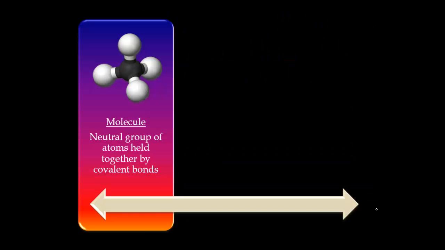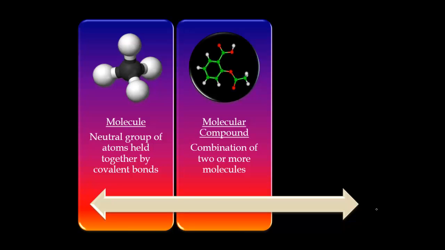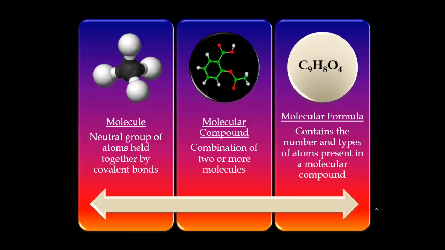So when we just make those covalent bonds, we are going to form molecules. Molecules are just a neutral group of atoms held together by covalent bonds. A molecular compound then takes different molecules and puts them together so that we have a much larger compound. Usually we don't draw the structure for everything, but we use a molecular formula to tell us all of the different molecules that are being joined together.